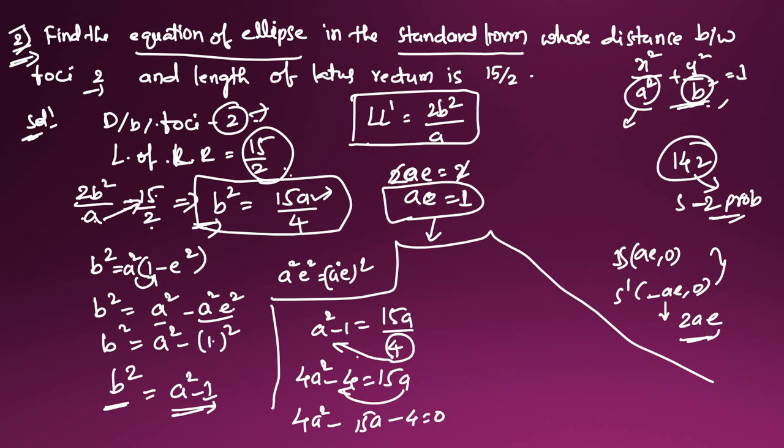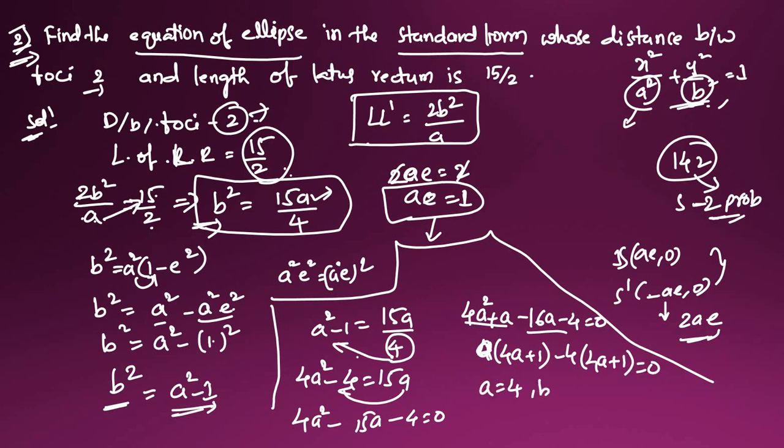If we do factorization, it becomes 4a square minus a plus 16a minus 4 is equal to 0. Taking a common, we get a into 4a plus 1 minus 4 into 4a plus 1, so 4a plus 1 remains, is equal to 0. So a is equal to minus 1 by 4, or a is equal to 4. So a square is equal to 16.